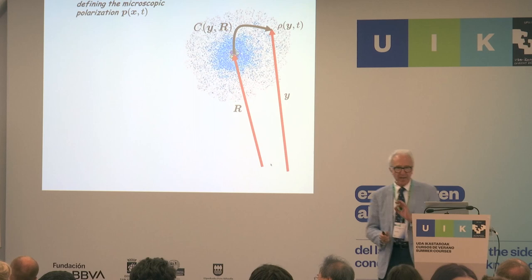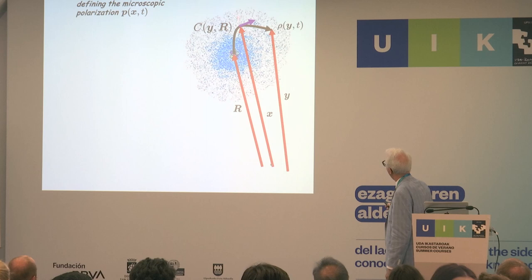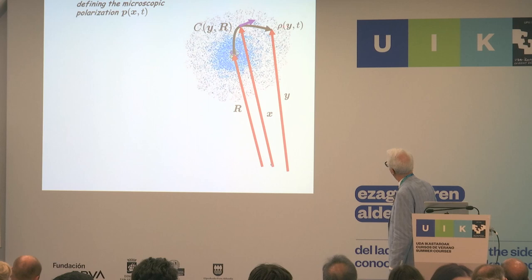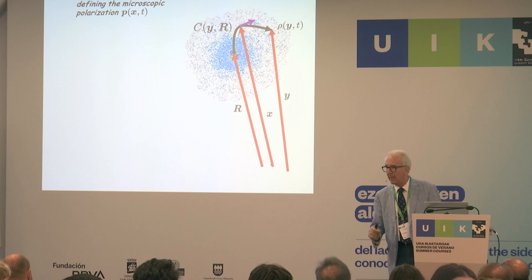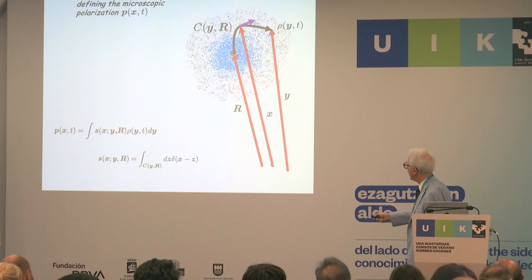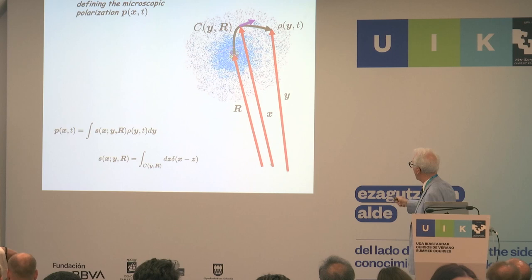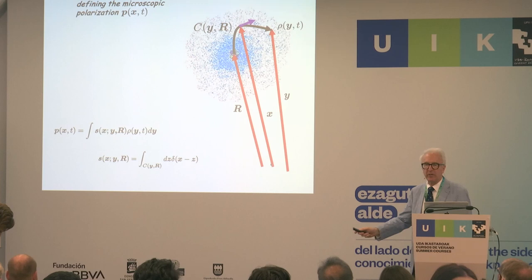Now, for every point X that lies along that path, there will be a contribution to this microscopic polarization that's associated with the derivative of that path, a unit vector in that direction. For every X, I have to consider all the Y's and the charge densities with them and the paths that happen to pass through this point, and I add them all up. This is the way that's done mathematically. Here's the charge density, and you see this function s. I'm integrating z along that path from r to y, and at every point, I keep dz, that little tangent vector.